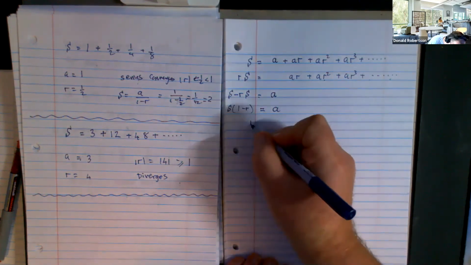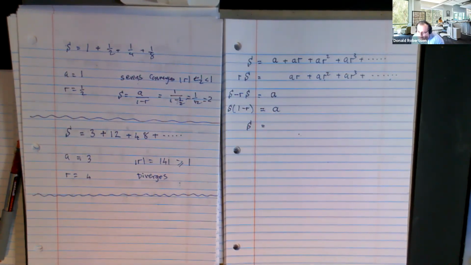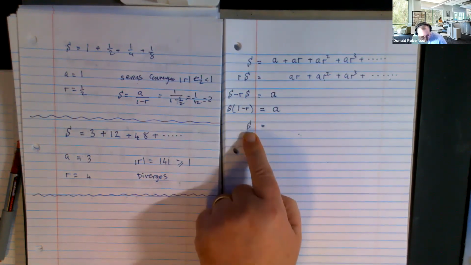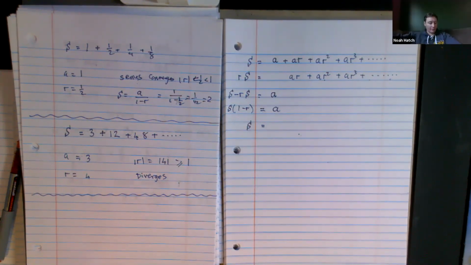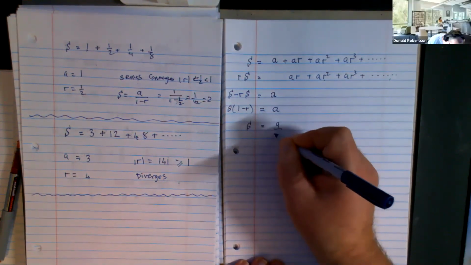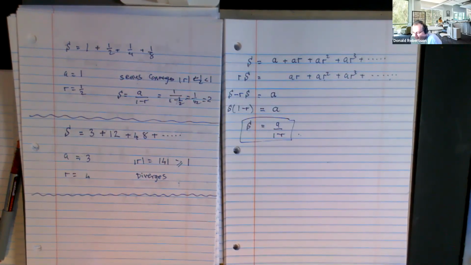And what do I do to find S then? What do I do to both sides to get S? Divide out the 1 minus R. And can you see that's the formula for what a geometric series adds up to? And that's the proof of it.